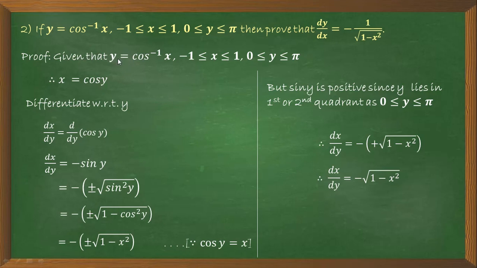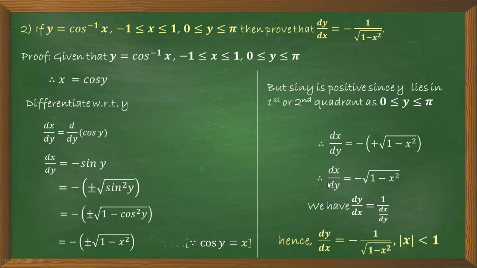Now we need the derivative of its inverse. By that theorem, dy by dx is equal to 1 upon dx by dy, and hence we get dy by dx equal to minus of 1 upon root of 1 minus x square. Remember this also. This adjustment is very important, and the condition is important here. If you remember that, then it is very easy: dy by dx is equal to minus of 1 upon root of 1 minus x square.